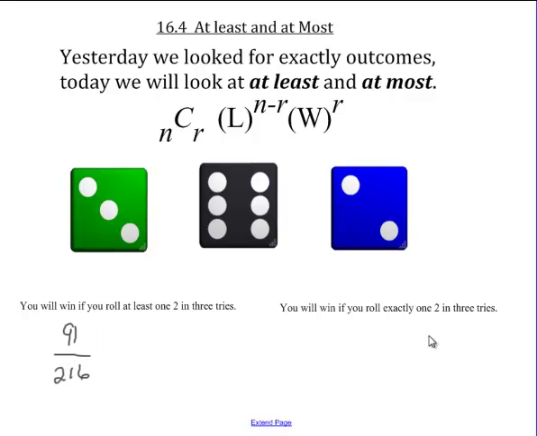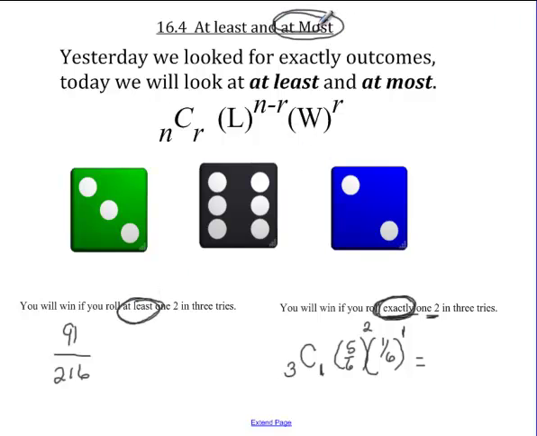Now notice, if I said you roll a 2 exactly once, then this is the only time you can win. 3 rolls exactly once, losing, winning. I want to win once and lose twice. Look how nice exactly is. Exactly means I have exactly one piece of work to do. When you have an at least or an at most, you've got a lot of work to do.